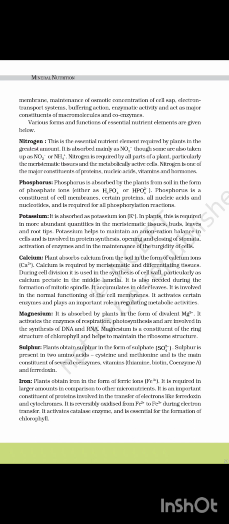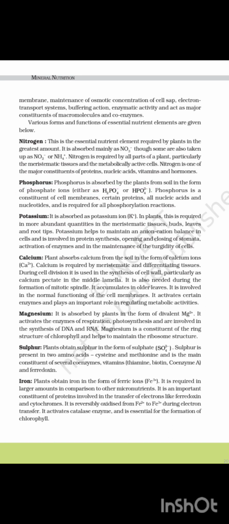Nitrogen. This is the essential nutrient element required by plants in the greatest amount. It is absorbed mainly as NO3 minus, though some is also taken up as NO2 minus or NH4 plus. Nitrogen is required by all parts of a plant, particularly the meristematic tissue and the metabolically active cells. Nitrogen is one of the major constituents of proteins, nucleic acids, vitamins, and hormones.